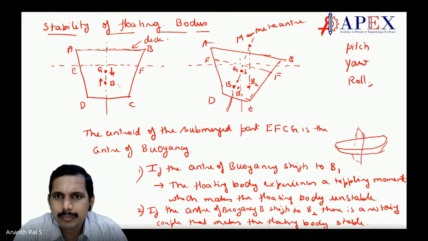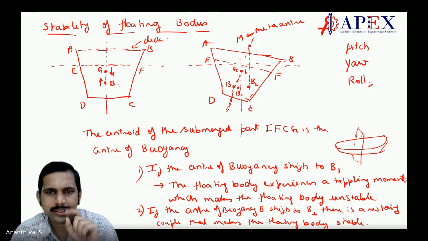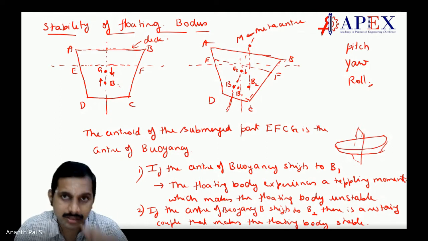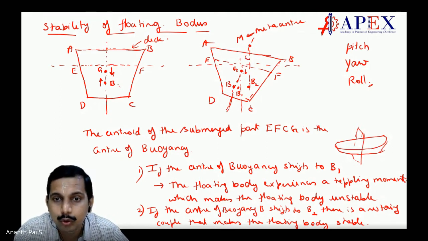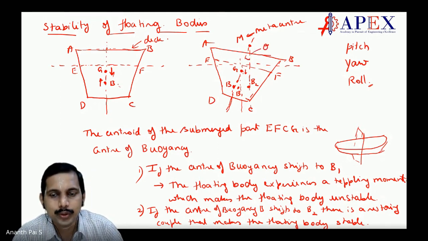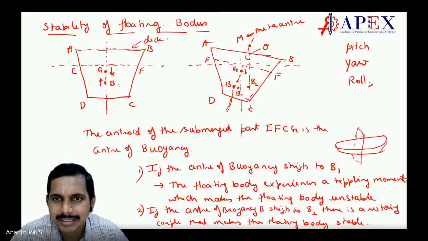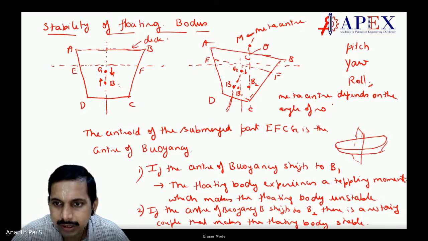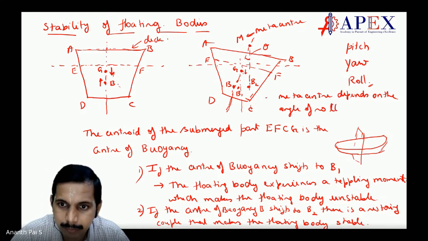Now, especially with respect to concepts, this is one of the questions that may be asked. The metacentre is not a constant position. It depends on the angle of roll, theta. So it is very important to know that the metacentre depends on the angle of roll. You roll it still more, and it is very important to note this.